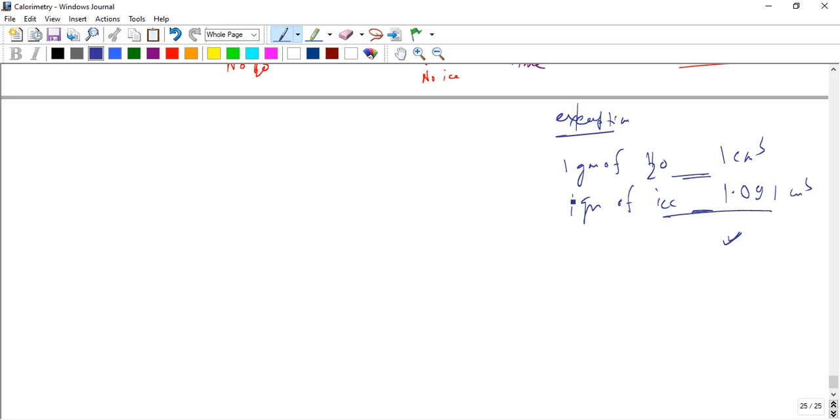Similarly, we know that ice is less dense than water. That's why ice floats in water.